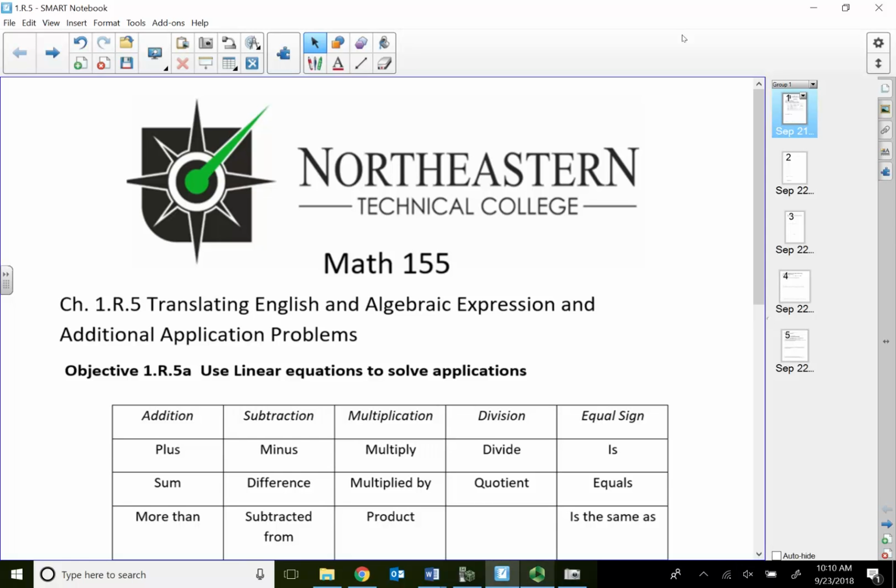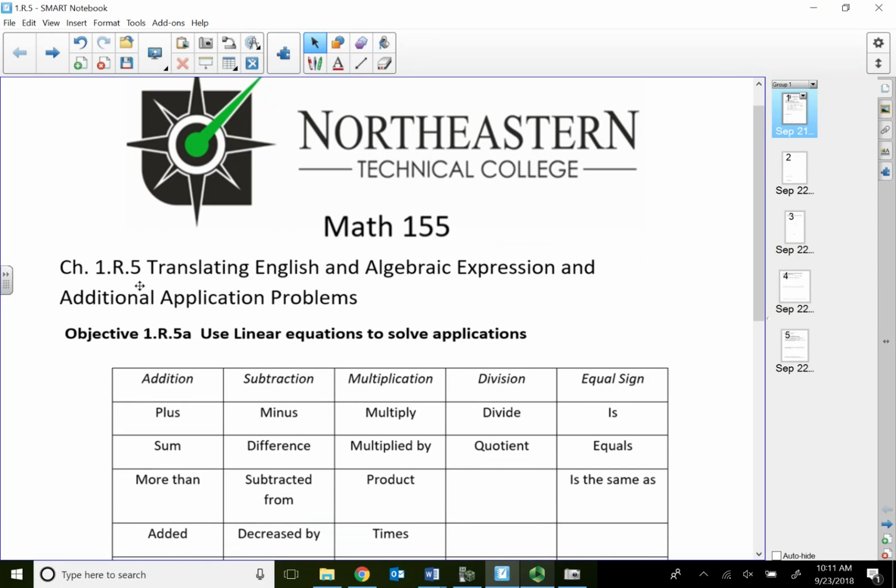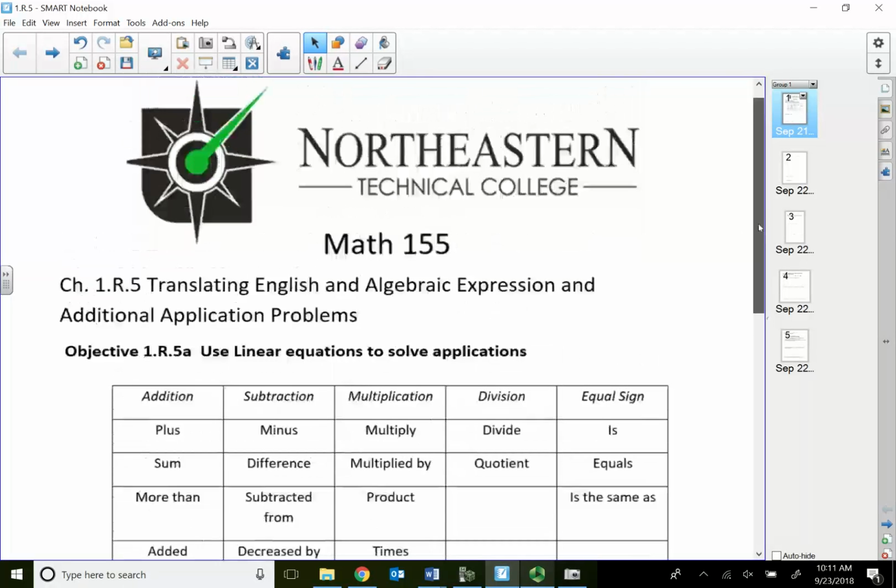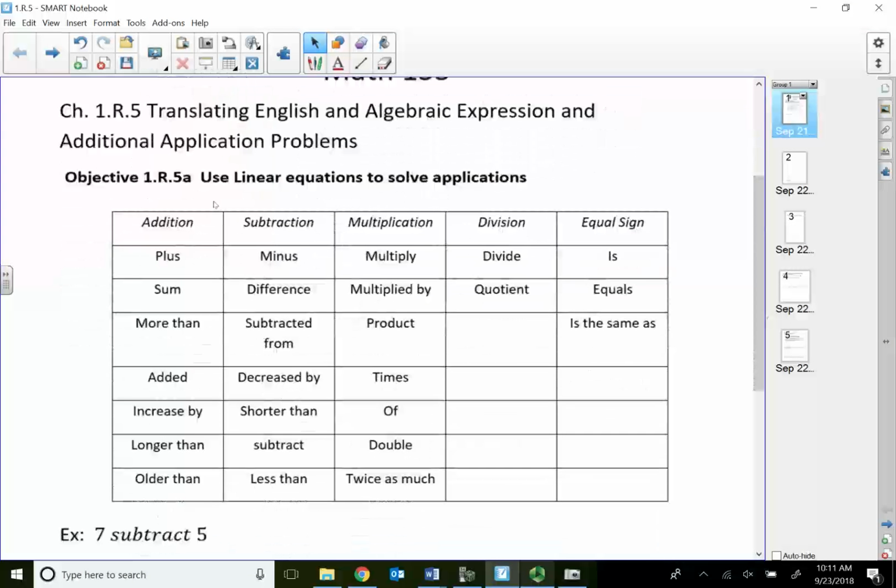Welcome to Math 155, integrated review for 1.5. In this section, we're going to talk about translating English into algebraic expressions and additional application problems. In this video, we're going to use our linear equations to help solve applications.